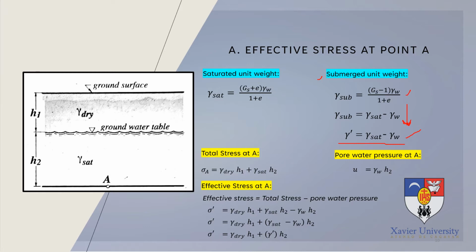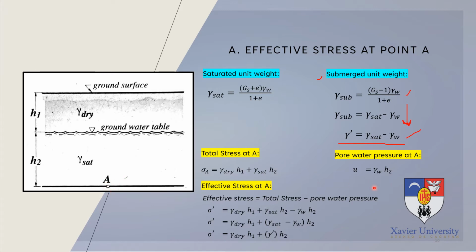So the total stress at point A is equal to the things that are above our point A, so basically this one and this one. Therefore, the total stress at point A is equal to H1 times gamma dry, that is the pressure due to this layer, plus gamma sat times H2, which is the pressure caused by these layers. If you add those two, you will come up with the total stress being experienced by our point A.